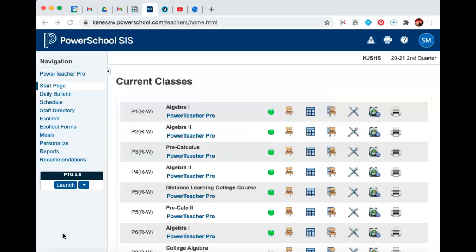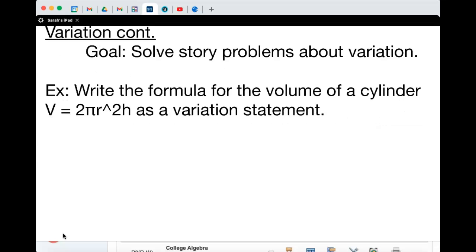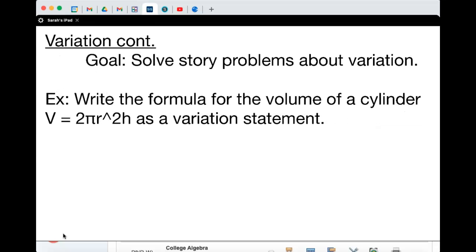Okay, so we're finishing variation. So we can write problems into a variation equation, and we can write them as a word statement. So basically we're kind of going backwards. We could rewrite this: volume equals 2 pi r squared times height. This is the volume of a cylinder formula, and we can write it as a variation-like statement. So we could say it's directly proportional or inversely proportional or jointly proportional or whatever the equation represents.